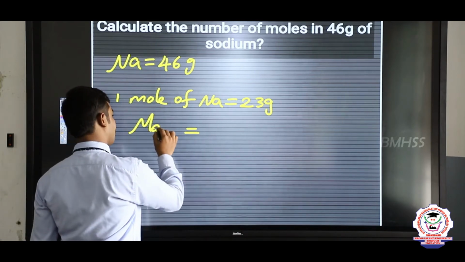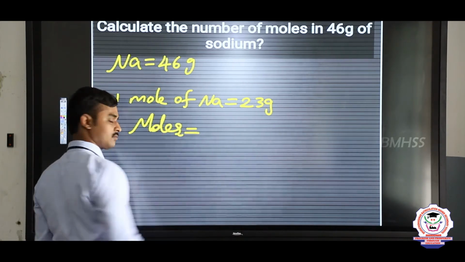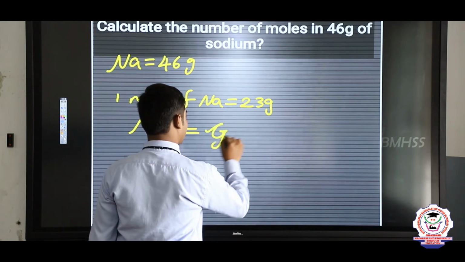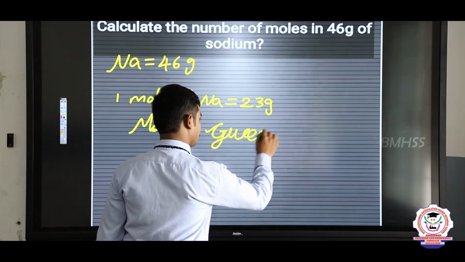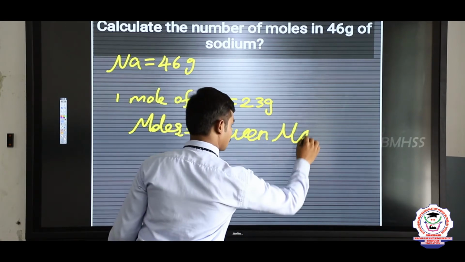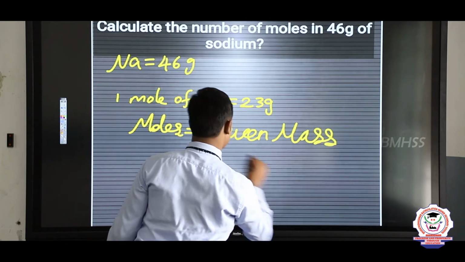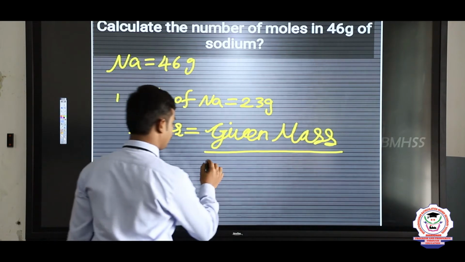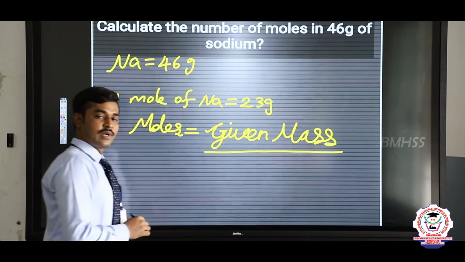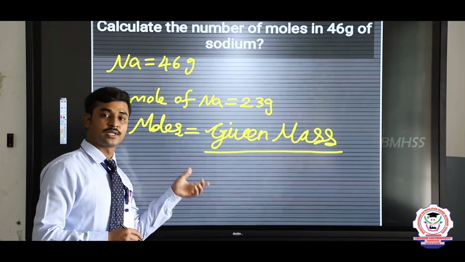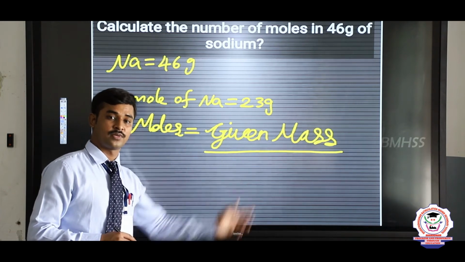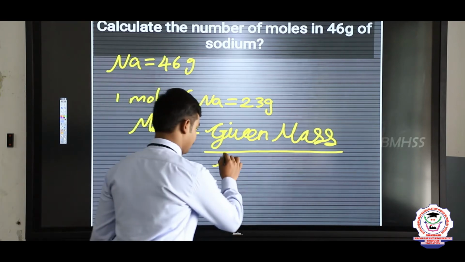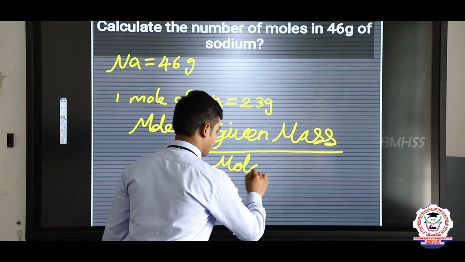So, to find the moles, we need to divide the given mass by the mass for 1 mole. What is the word to represent the mass of a mole of molecule? The mass of 1 mole of molecule is represented by molar mass. Molar mass.